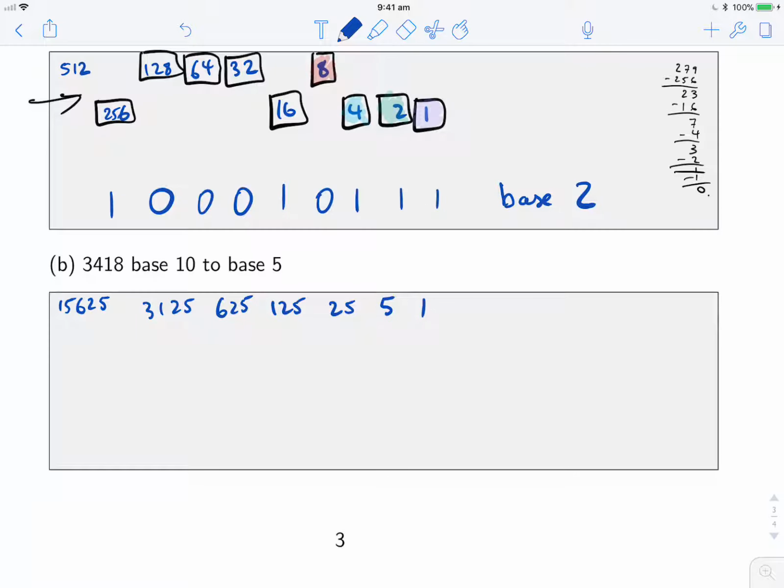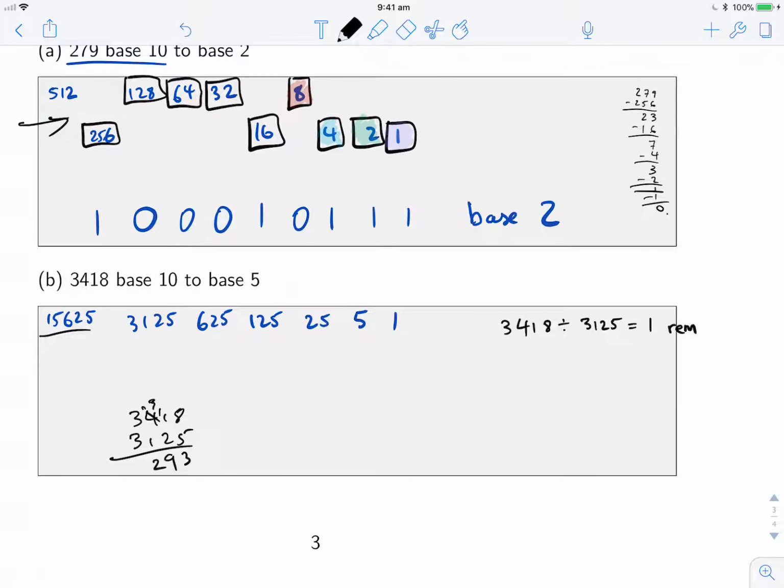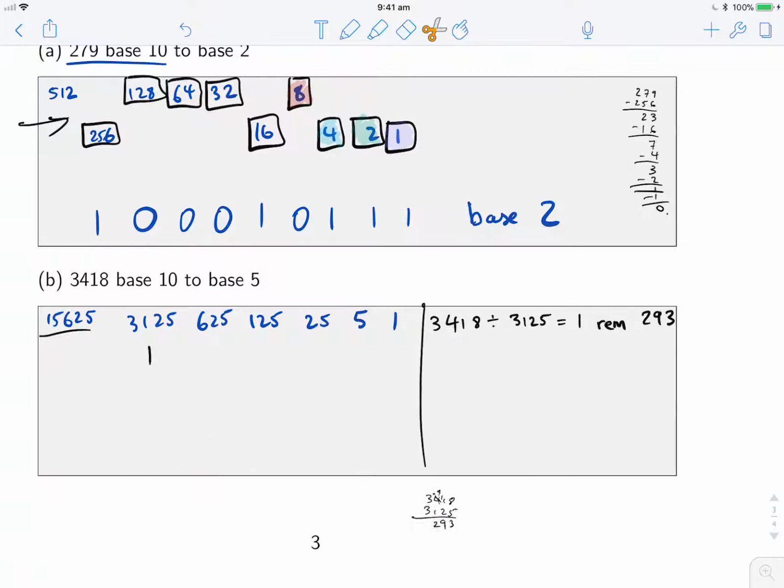So here, the way that we calculate we'll probably keep a little bit more track of. 15,000s is too big, but what I can ask is 3418 divided by 3125, and what it gives me equals 1. And how many left over? I need to work out the remainder, and so the remainder is just going to be my 3418 minus 3125, so 293. So the remainder, as I'm writing it in, is 293. Okay, so I had 1 here. Now I can keep on going. I'll just put this as working over here.